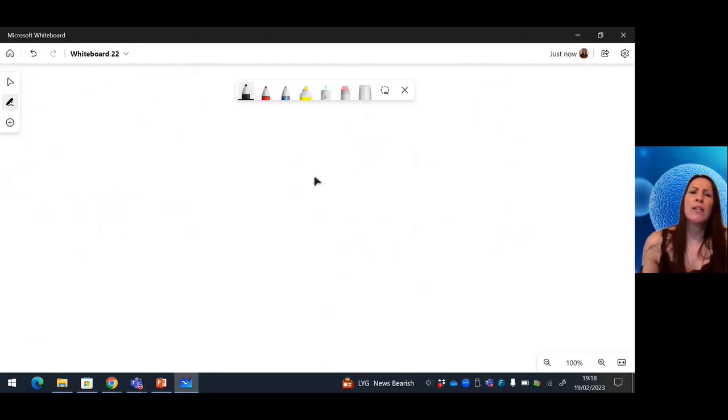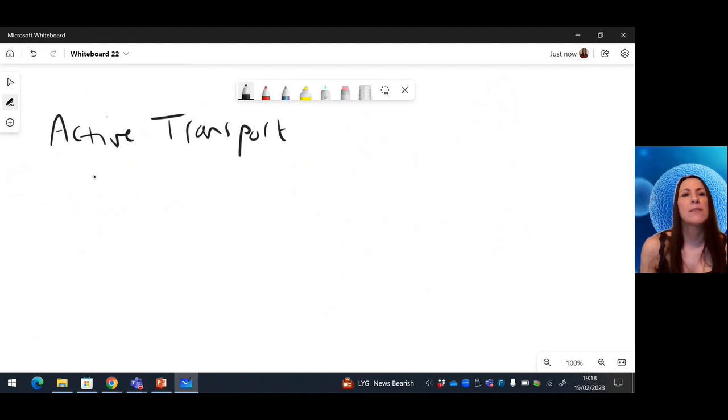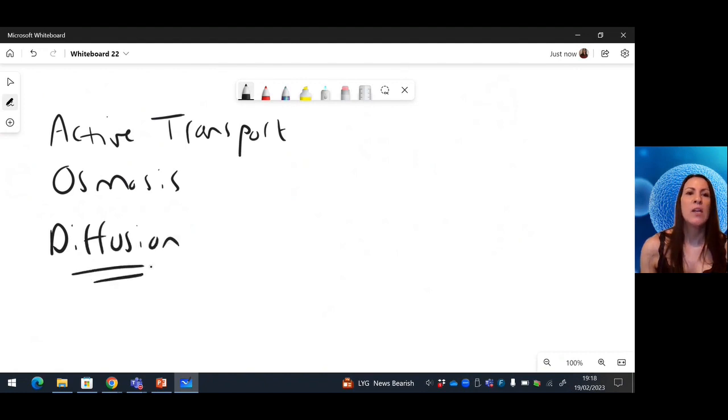When I'm talking about diffusion, there are three main ways that molecules are transported around the body. We have active transport, osmosis, and diffusion. Diffusion is the one we're interested in here. Active transport is usually where we require energy in the form of ATP to move molecules against their concentration gradient. So what is a concentration gradient?